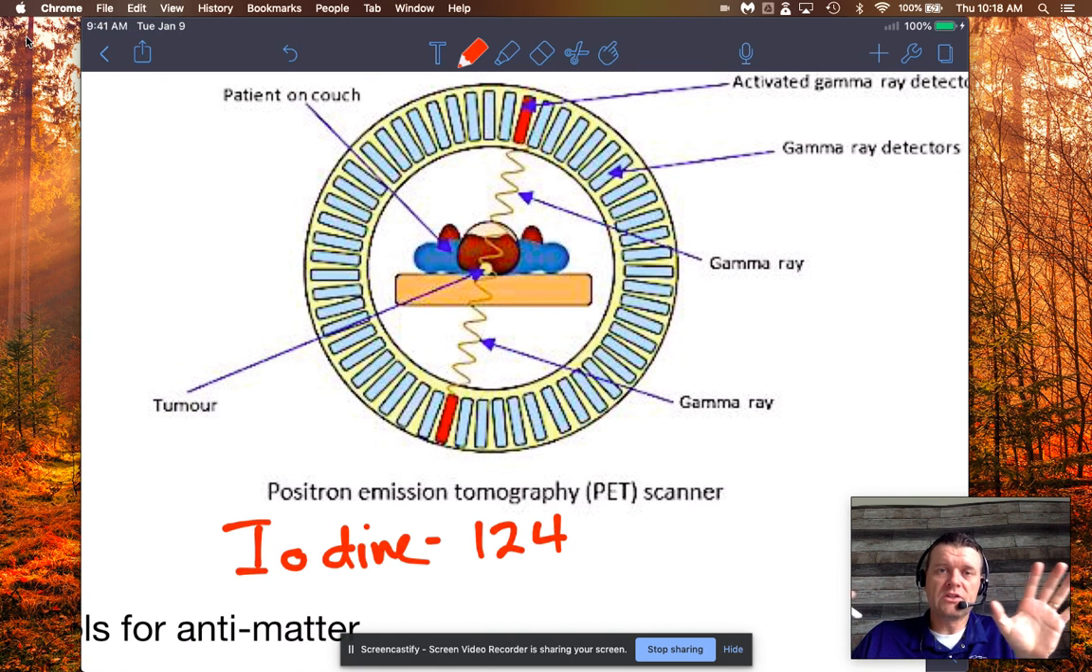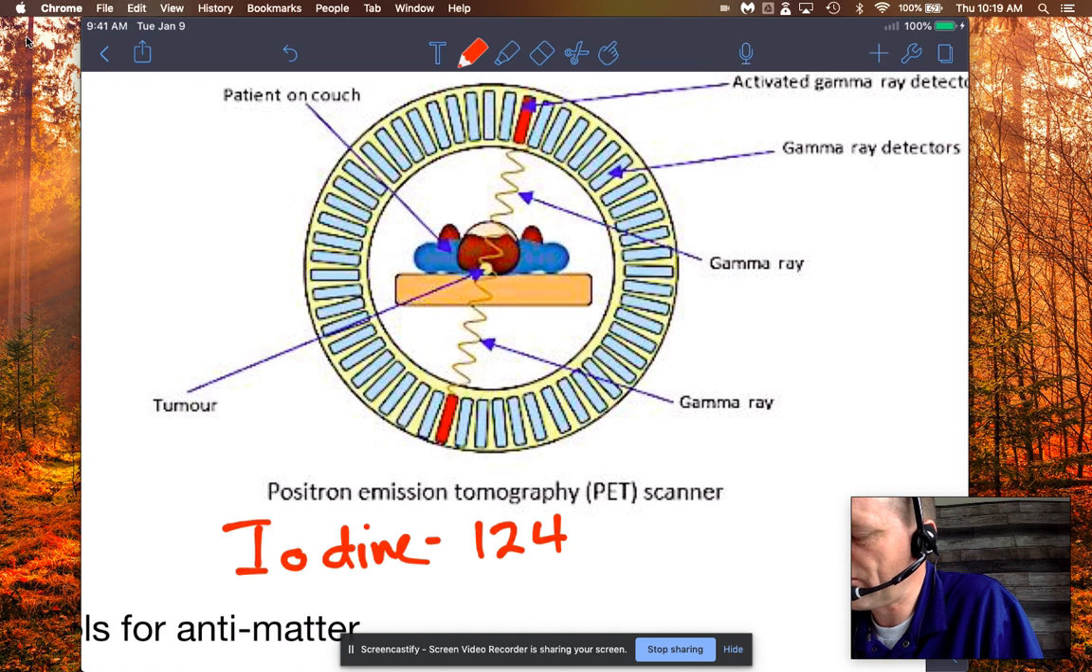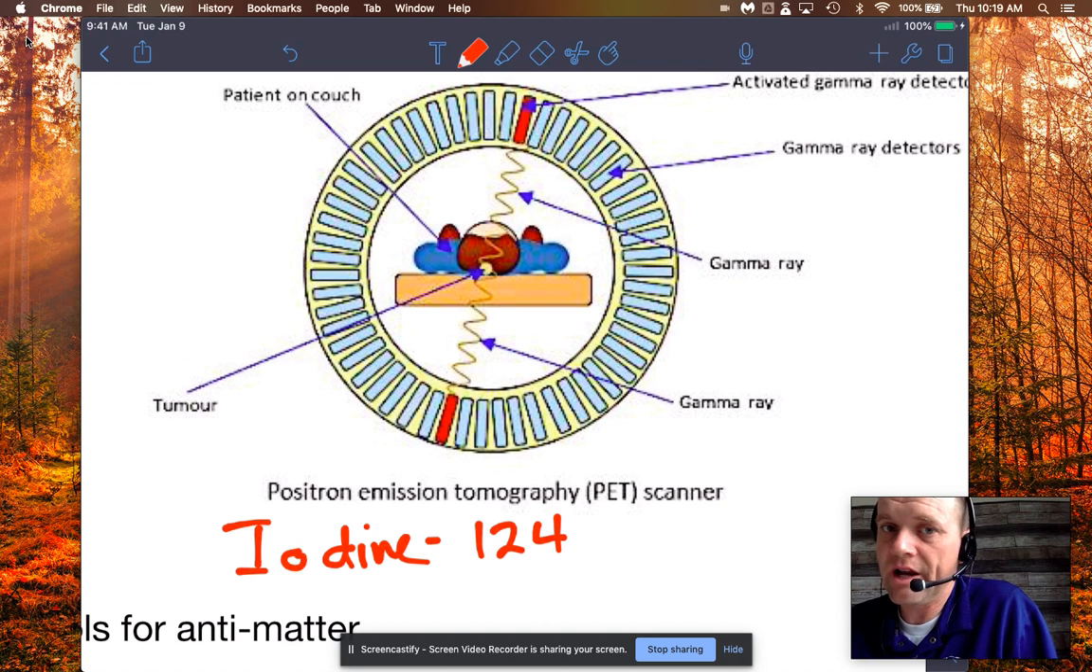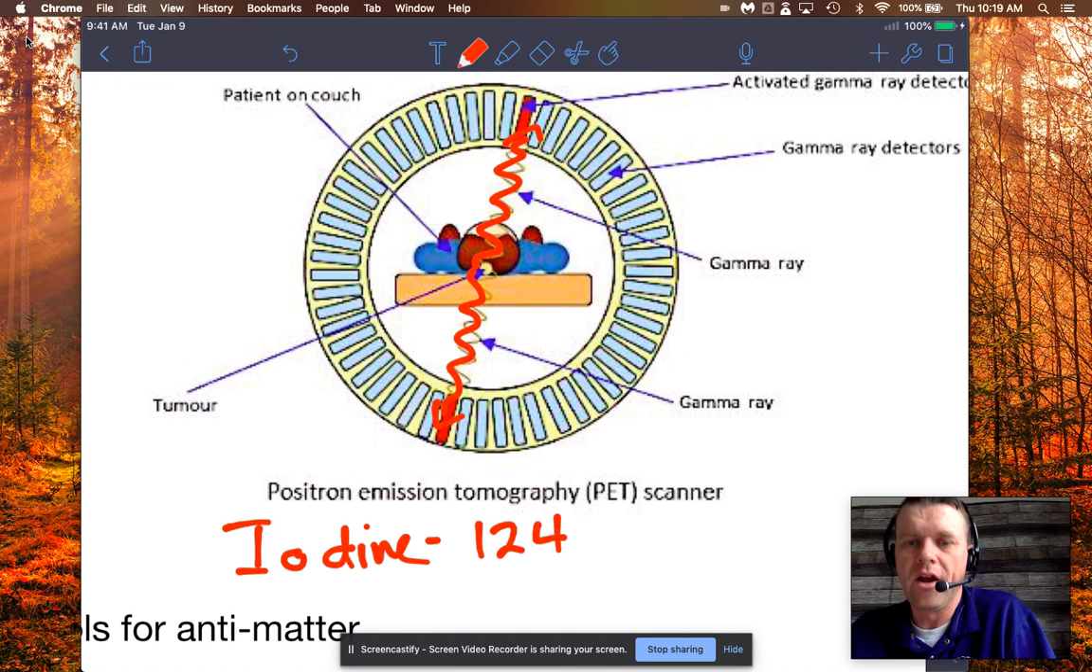It'll release positrons, okay? And when it does that, those positrons don't have to travel very far before they're going to hit an electron somewhere, because your body's full of electrons. So when that happens, you get this annihilation. And what's really cool is if they insert you in this circular detection chamber, when that annihilation happens, one photon will go this way and another photon will go that way. They will go exactly in the opposite direction.